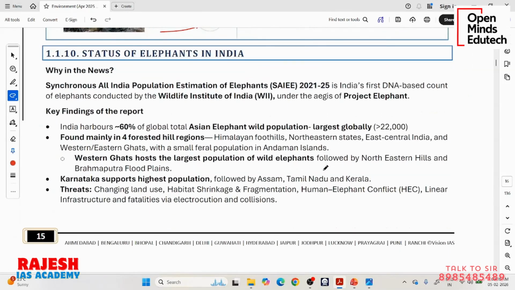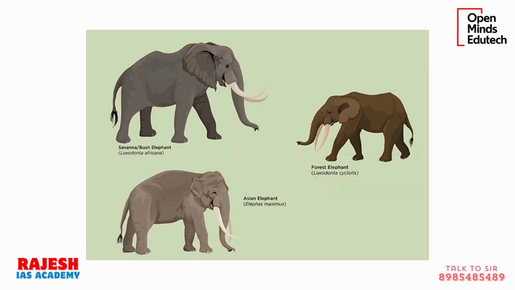Now let us come to the elephants in India. So let me tell you first. Across the world you will find three types of elephant species. One is Asian elephant, you can see here. It is comparatively smaller than African elephant, and you will see here it is a convex shape. But African elephants have a concave shape. So you will find elephants only in Africa and Asia, not in other continents.